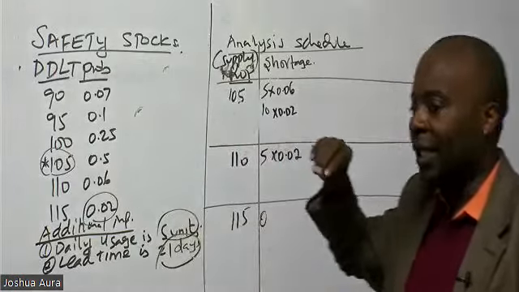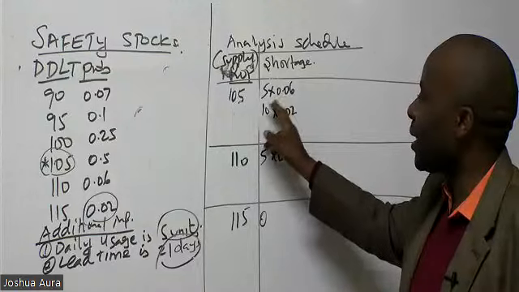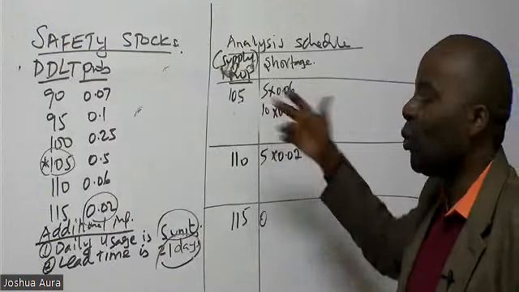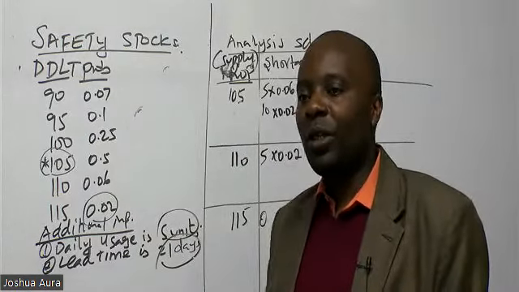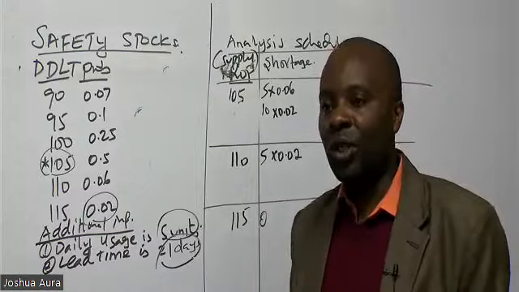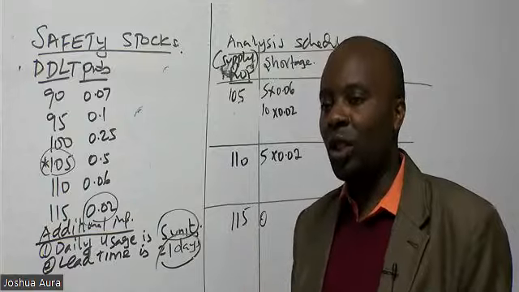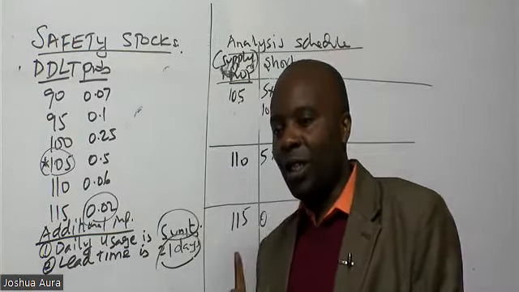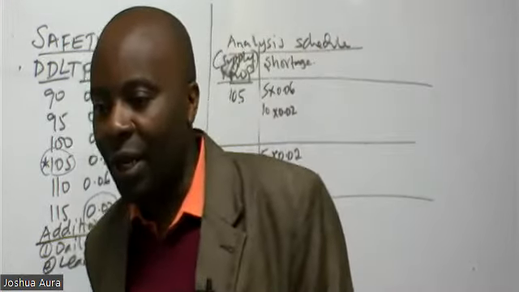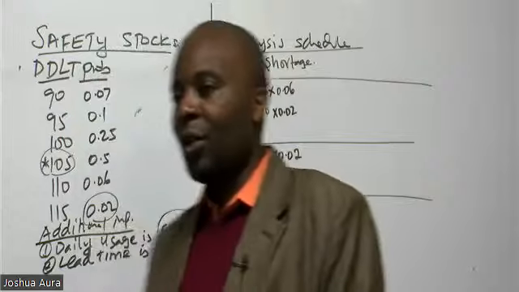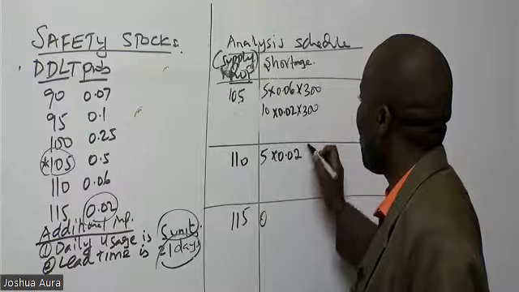Now, ladies and gentlemen, listen. These are what we call the expected disappointments in terms of units. Do we know how much it will cost us if we disappoint one customer? What is the shortage cost per unit? The shortage cost per unit is 300. So in this case here, we have times 300 all through.